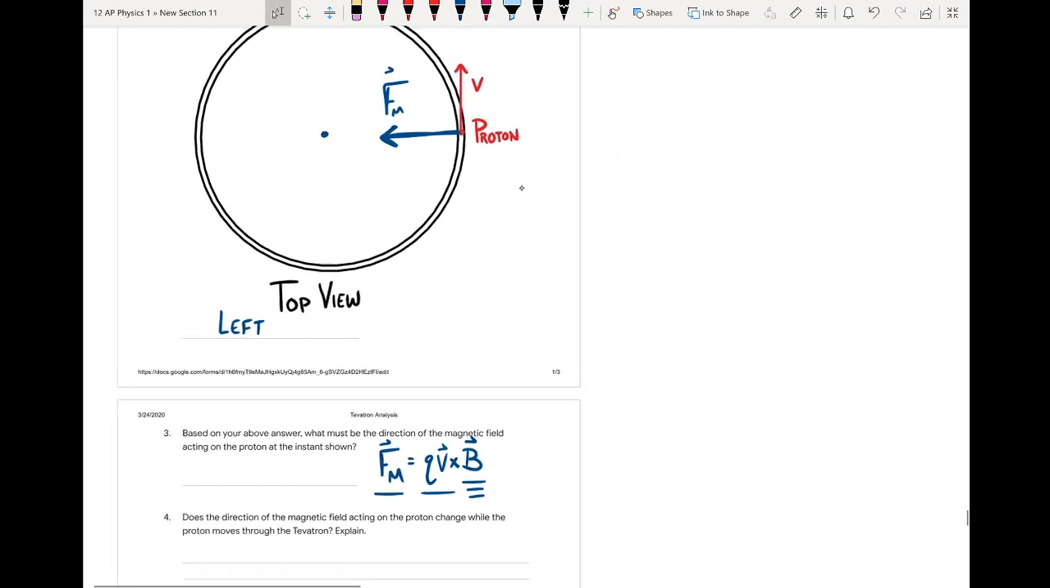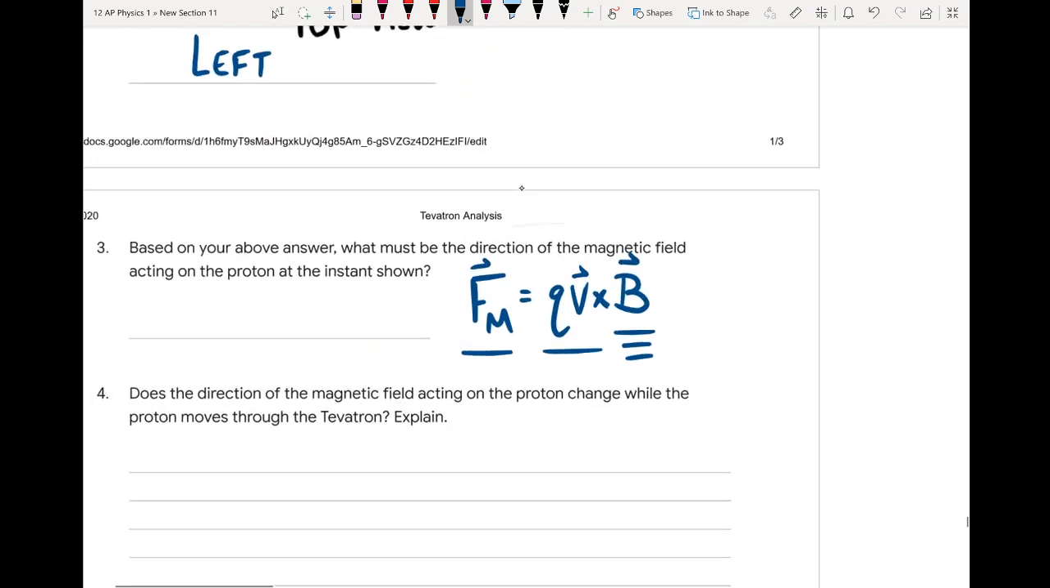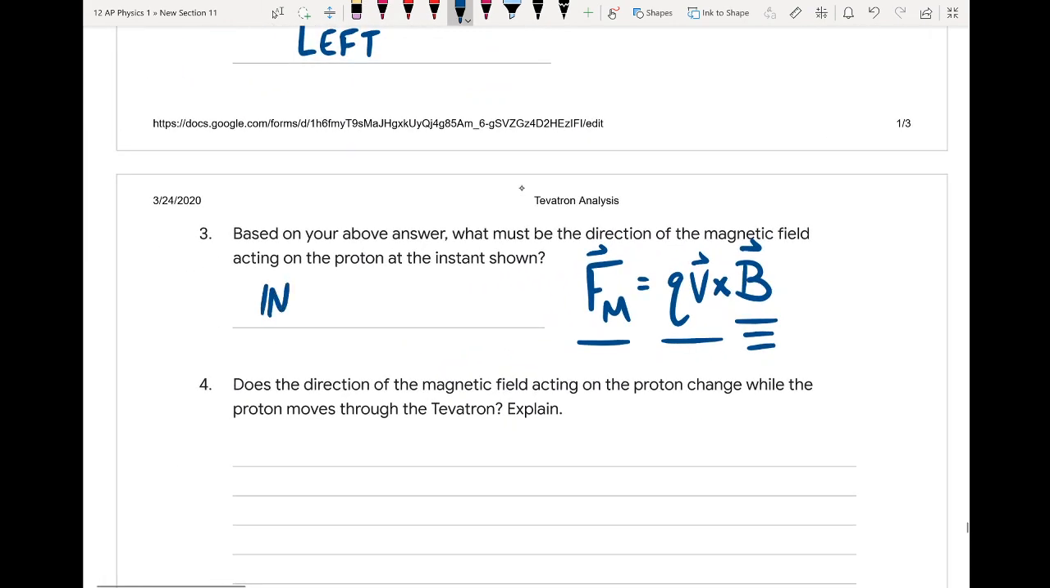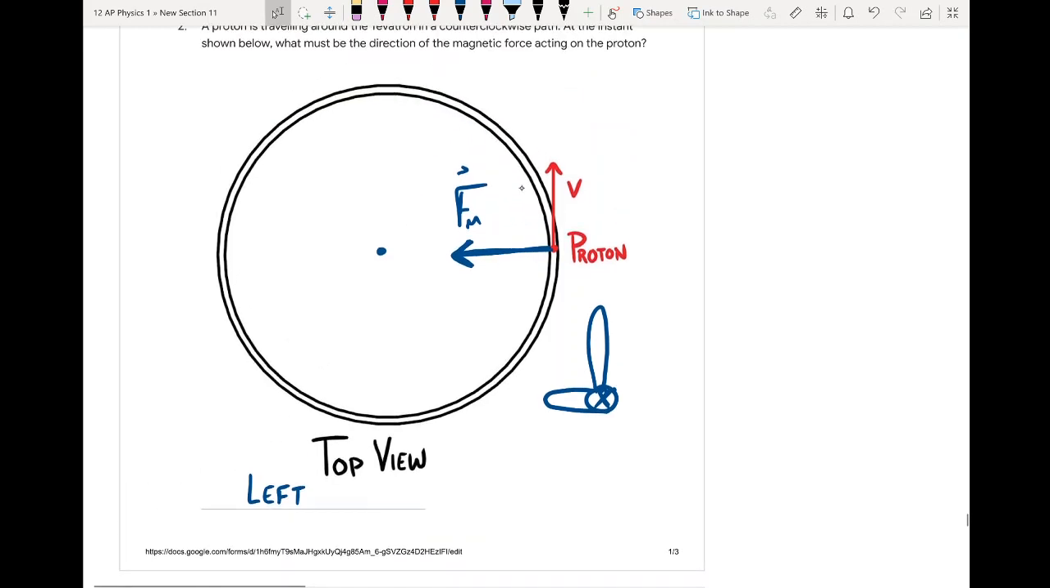So if I'm going to use my right-hand rule, my velocity is going to be upward, so that's going to be my index finger. My thumb is going to point to the left, that's the direction of my magnetic force, which means if I make that shape with my hand, my middle finger has to point into the page. So my magnetic field has to be into the page, because of that right-hand rule. And this is a proton, so we are using the right-hand rule.